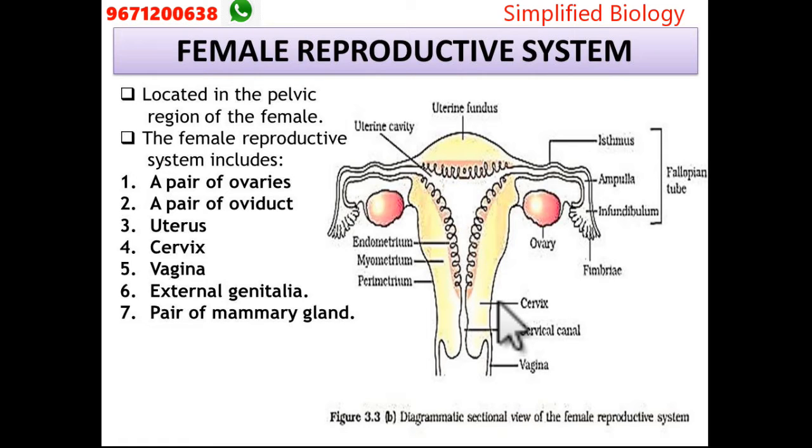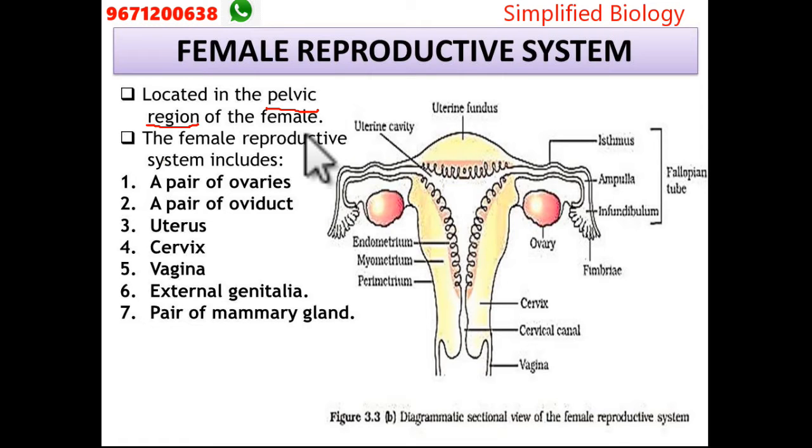In the female reproductive system, first of all, let's find its position, where it is present. It is present in the pelvic area of the female body.